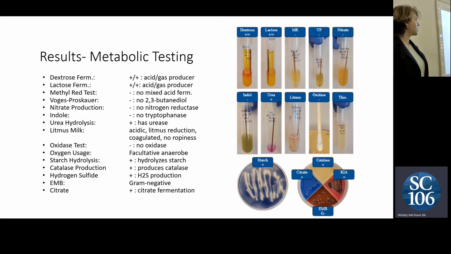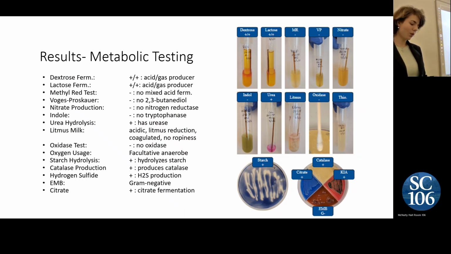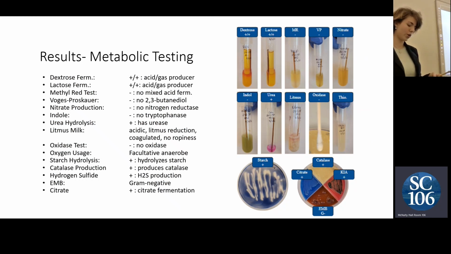So here are the metabolic tests that we used. As you can see, we had positives for dextrose, lactose, urea hydrolysis, starch hydrolysis, catalase production, hydrogen sulfide, and citrate fermentation. And we had negatives for our MRVP test, nitrate production, indole, and oxidase.